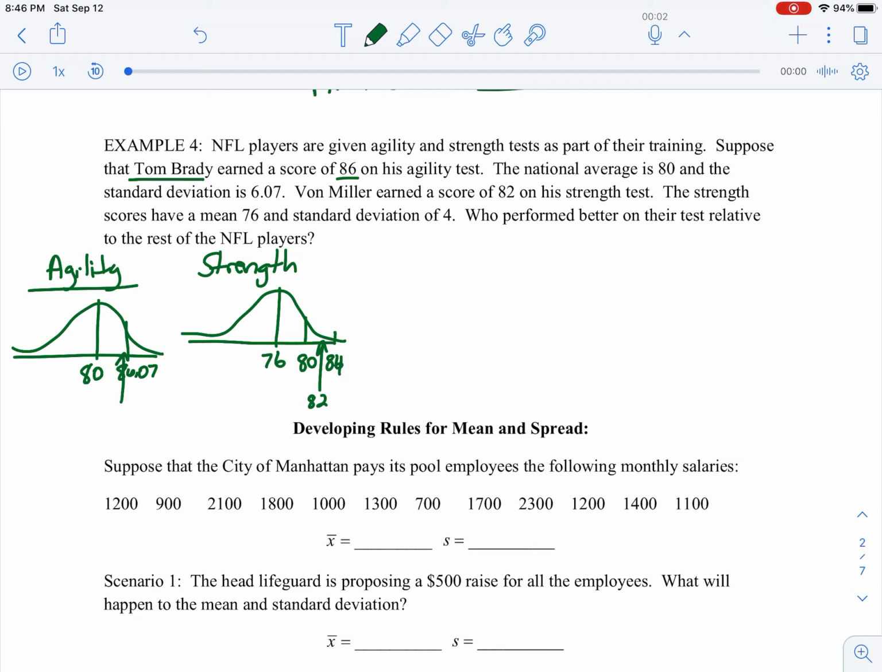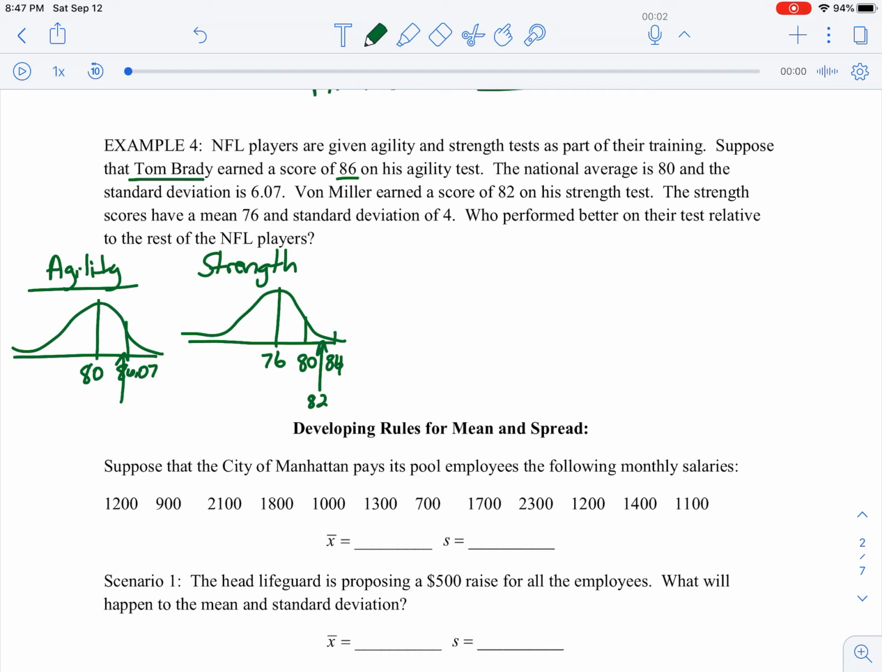So based upon the pictures that we drew, who is better? Well, Von Miller is going to be better because he was more standard deviations above the mean. He was this far versus this far. So we drew it out with a picture, and that would be an acceptable solution for this. However, I'm going to want us to be able to do the numerical solution as well.